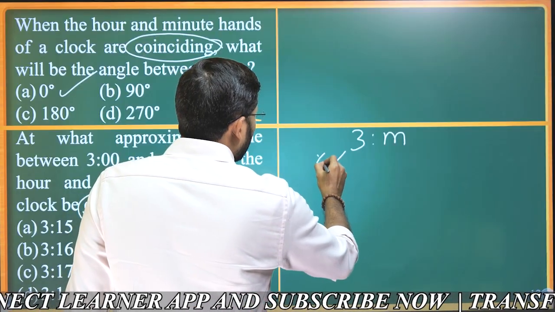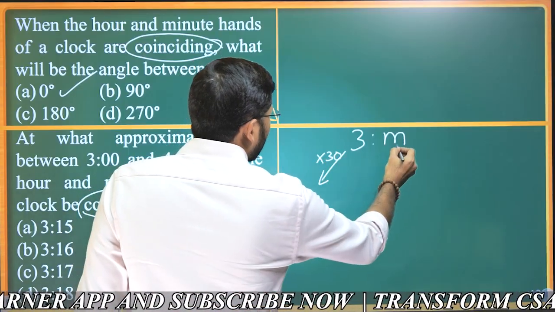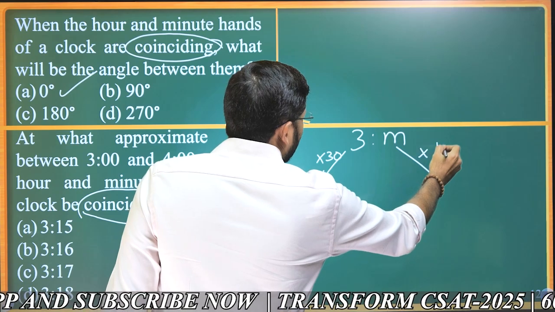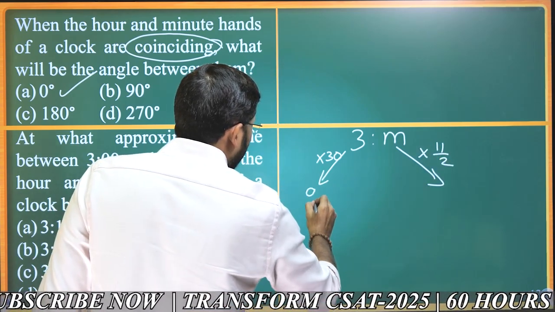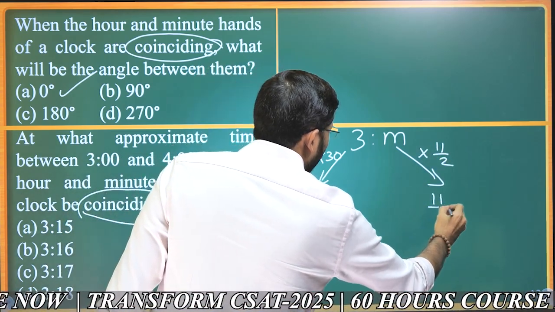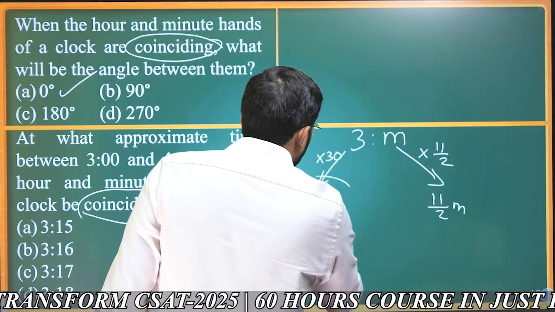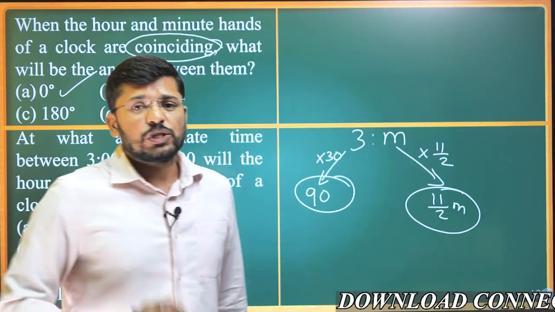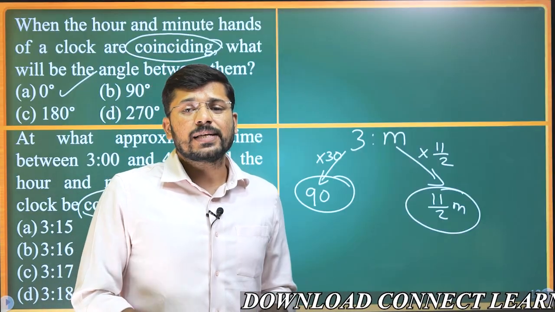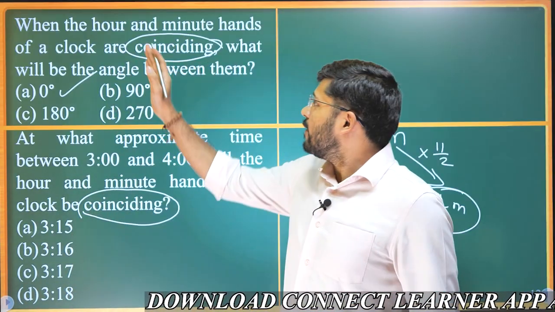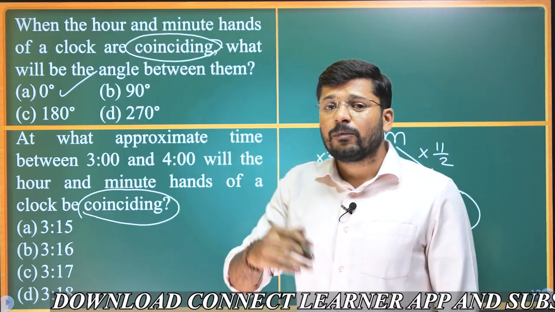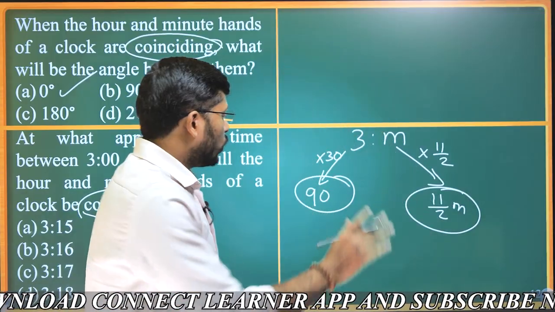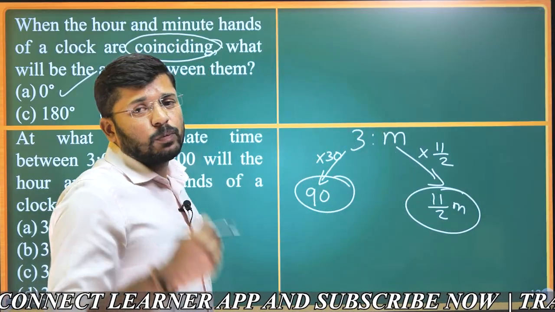The angle between them, you would multiply with 30 and you would multiply with 11/2. So, you will get 90 and 11/2 m. Now, the difference between them, 90 and 11/2 m, it should be 0 degrees, right? Why? Because they are coinciding. And we already know that when the hour hand and the minute hand are coinciding, the angle between them would be 0. So, if you take the difference between them, it has to be 0.